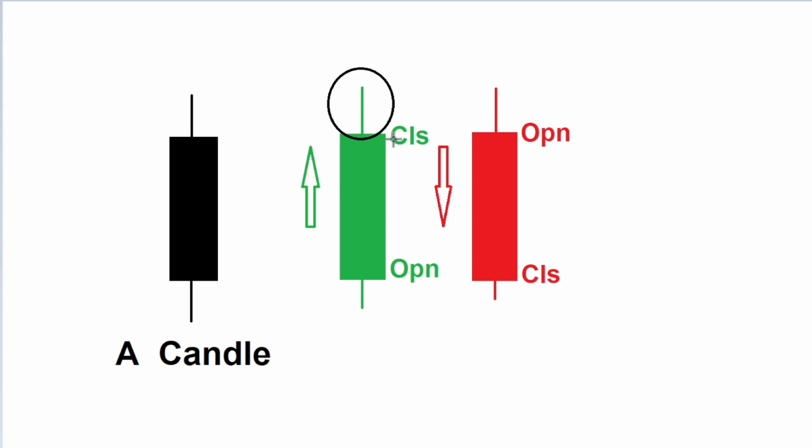This part here, this little thin line, is called a shadow or a wick. I don't know what other names it might have. So these are shadows or wicks, and they mean something as well. The very tip of the wick, in relation to where it is in the chart, tells you the high for that period, and this tells you the low for that period. It is the same for the red candle, the descending candle, as well. And I will try to demonstrate this with another drawing.